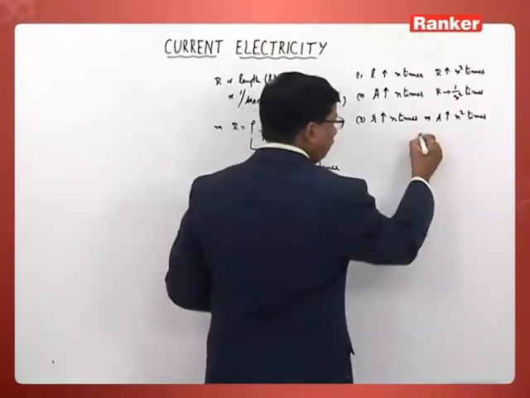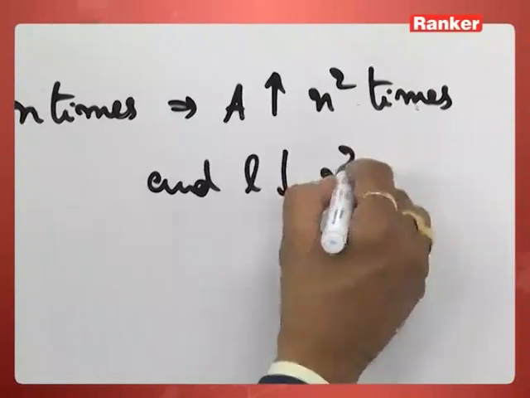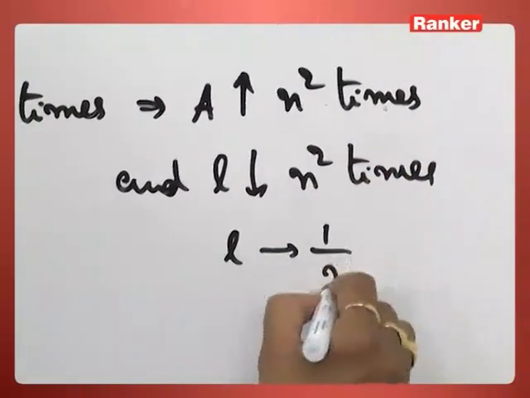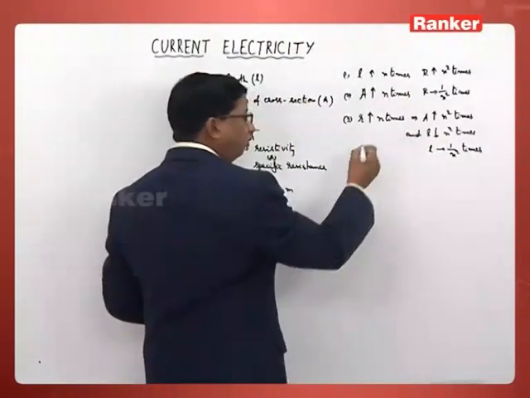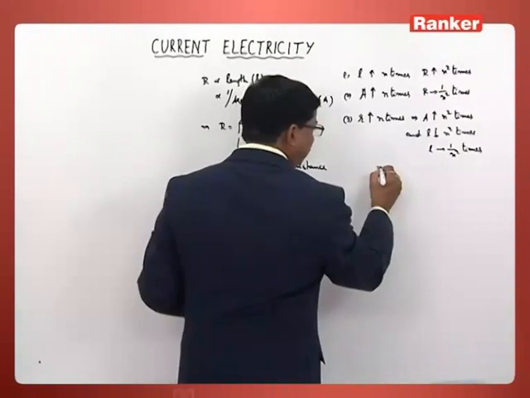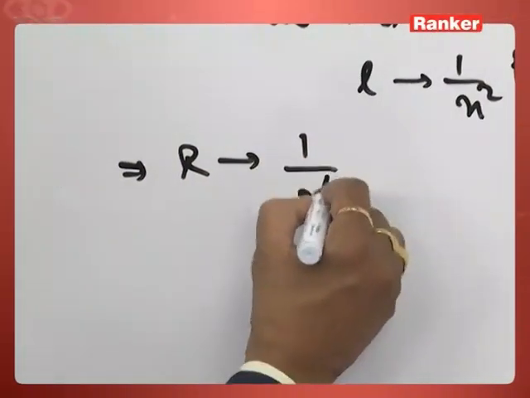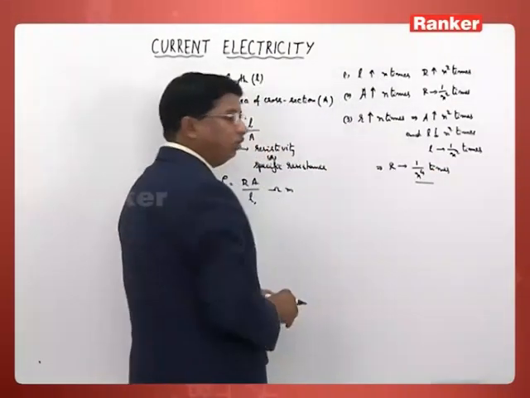Then what happens? The length part of that one decreases by n square times. That is, the length simply becomes 1 by n square times. That is the concept. Then overall what do you find here? This all implies resistance now becomes 1 by n power 4 times. That is actually the concept what you need to remember.